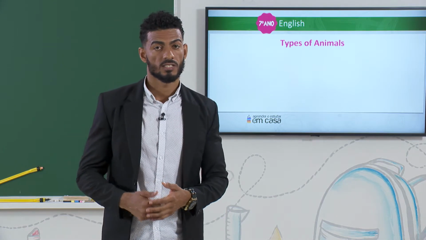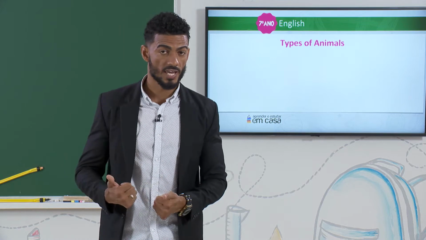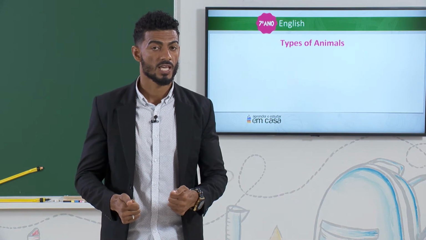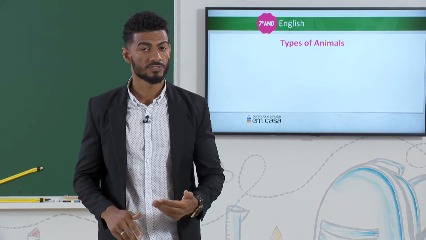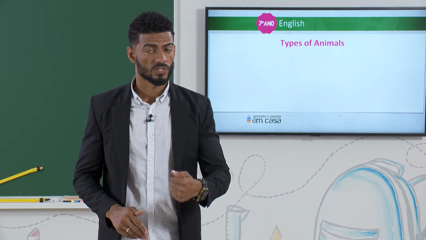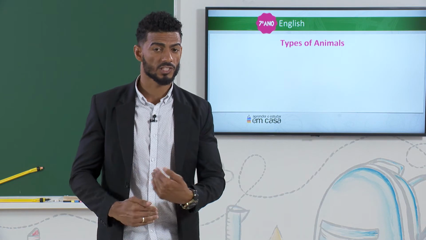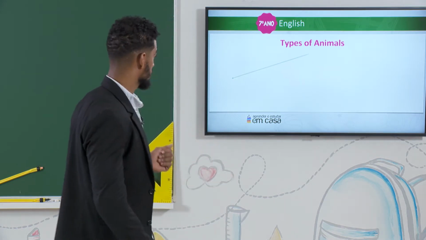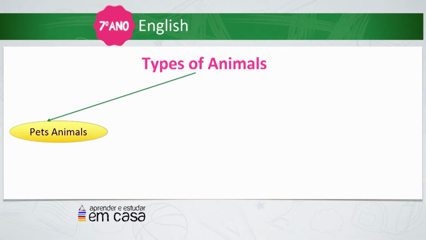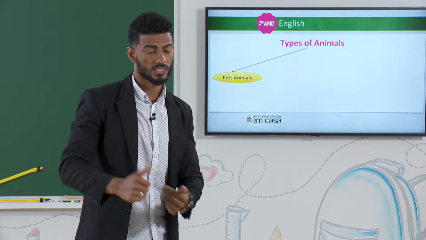Remember, in the 6th grade, you studied about animals. You saw some types of animals. So let's do some revision and see which they are. So let's see if you remember. The first one that we have is pet animal. What is pet animal?